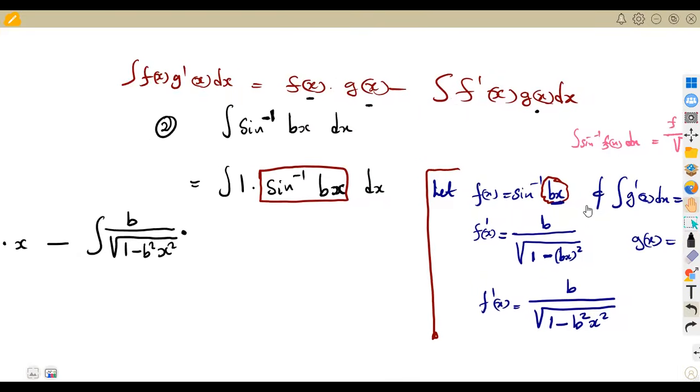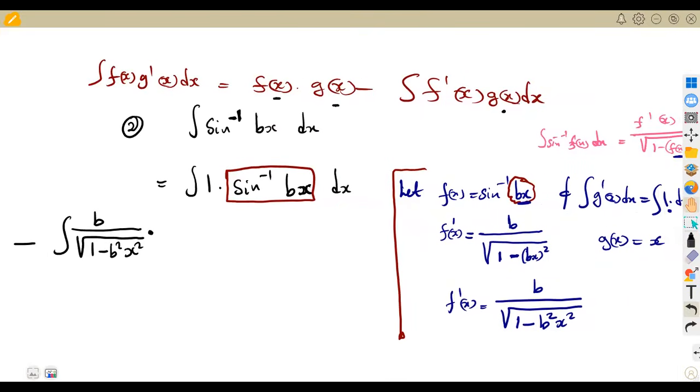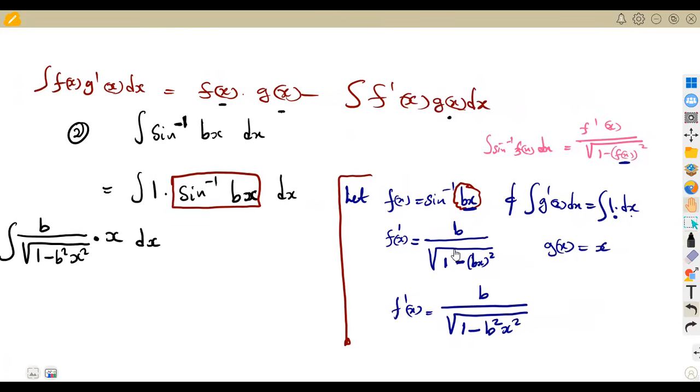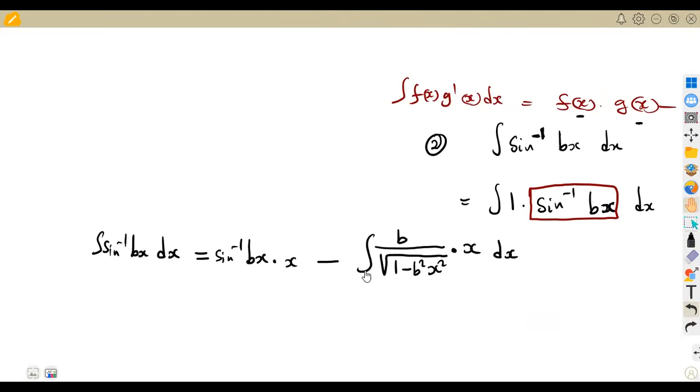And what is our g of x? Our g of x is x, so we got x here. Everything must be integrated with respect to x. So this is it. You did your by parts concept: find the requirements of the formula, what is needed on the formula. After that, substitute on the formula. This is it here. We've substituted into the formula.